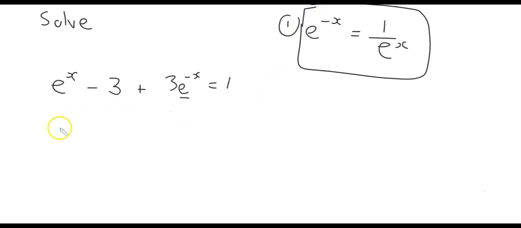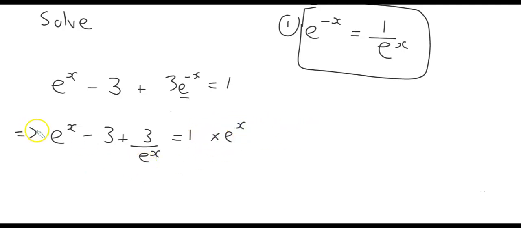So let's do that then. So that will be e to the x minus 3 plus 3 over e to the x is equal to 1, because we're timesing 3 by 1 over e to the x. Then we're going to clear the denominators. We want to remove the denominator. So the way we do that is we times both sides of this by e to the x, because that's the denominator. So e to the x times all of this.